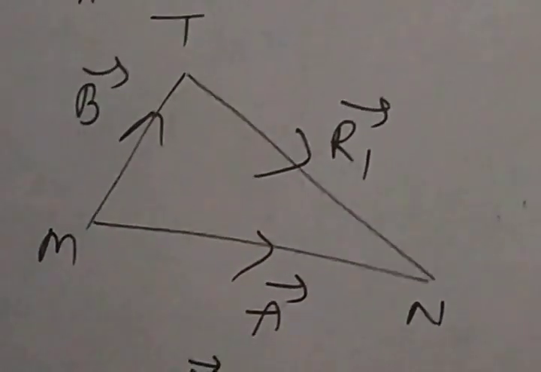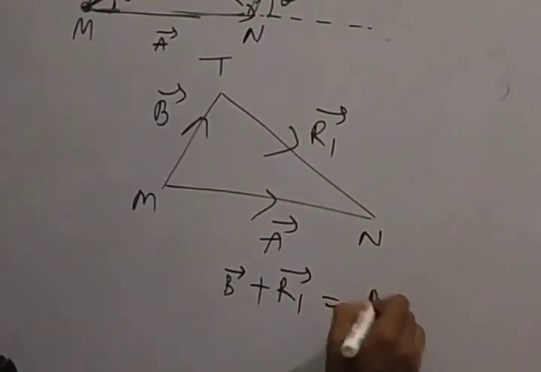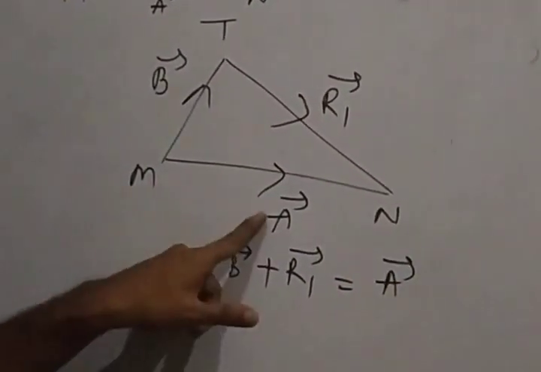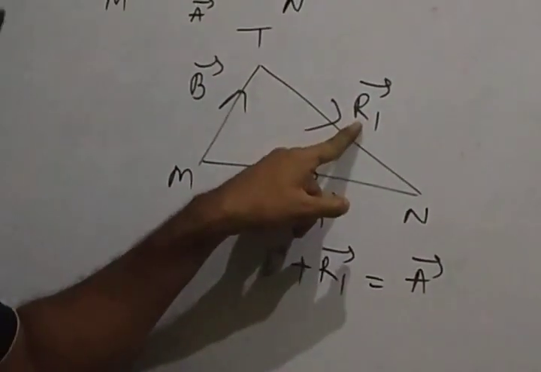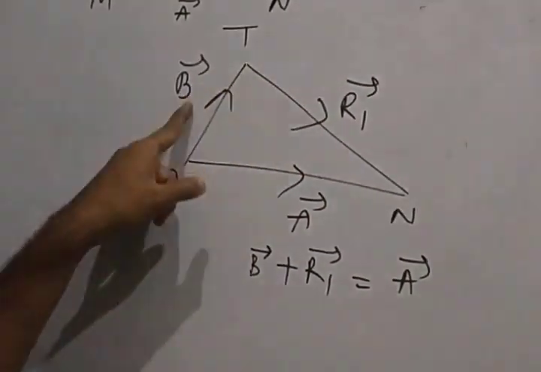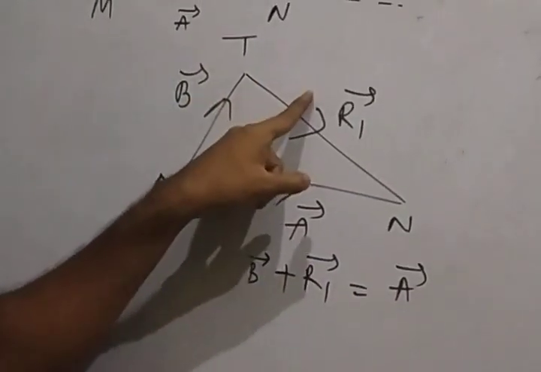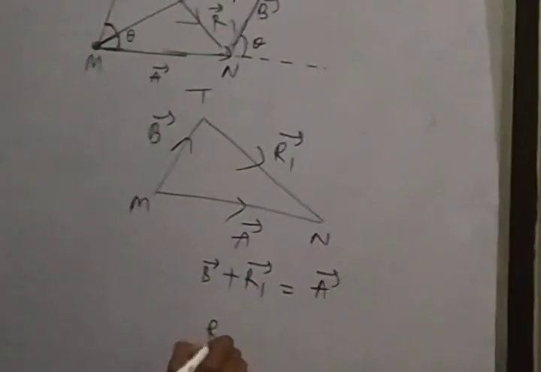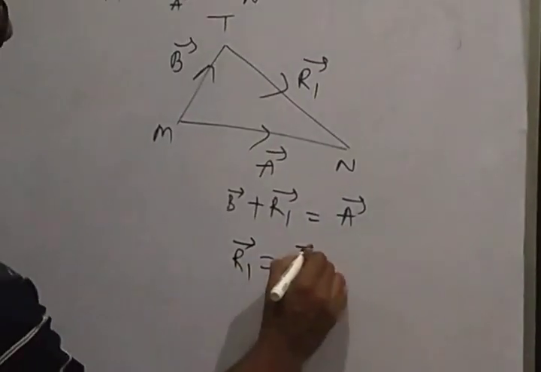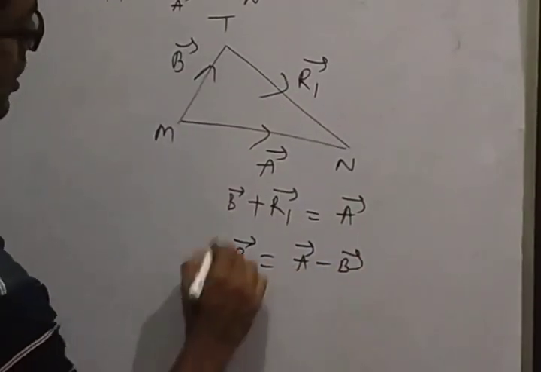So I can write B vector plus R1 vector, because they are in the same order, equal to A vector, because A vector is in opposite order with B vector and A vector is in opposite order with R1 vector. So two vectors taken in the same order will be added to give a third vector which is in opposite order. So B vector plus R1 vector equals A vector. Now R1 vector equals A vector minus B vector.